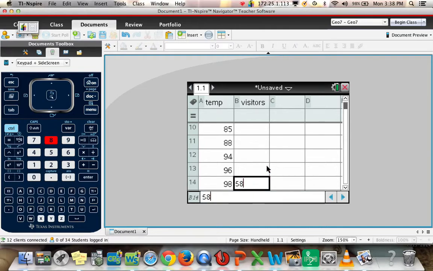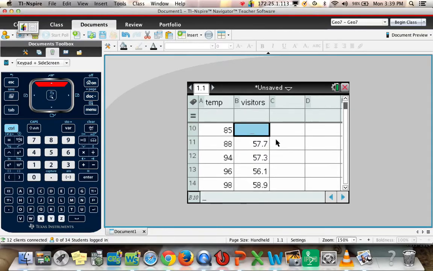So this is in thousands. So 58.9, 56.1, 57.3, 57.7, 51.5, 48.4, 45.4, 45.8, 42.3, 44.3, 37.1, 36.9, 40.9, 36.8.